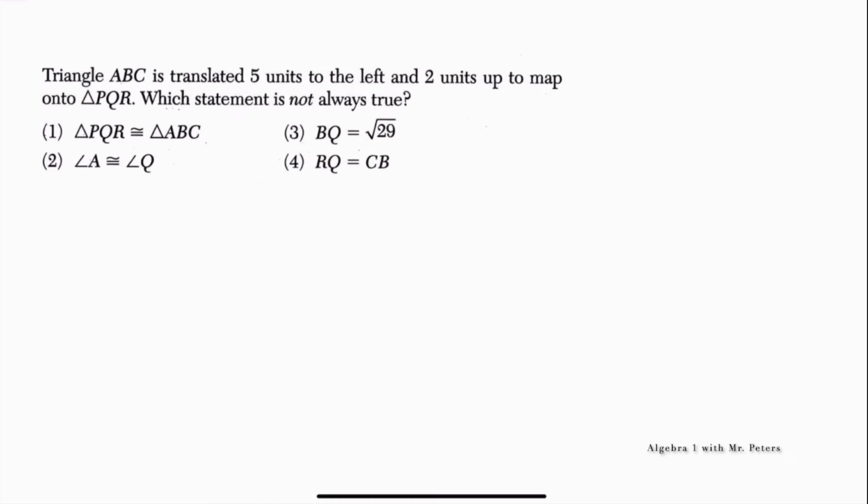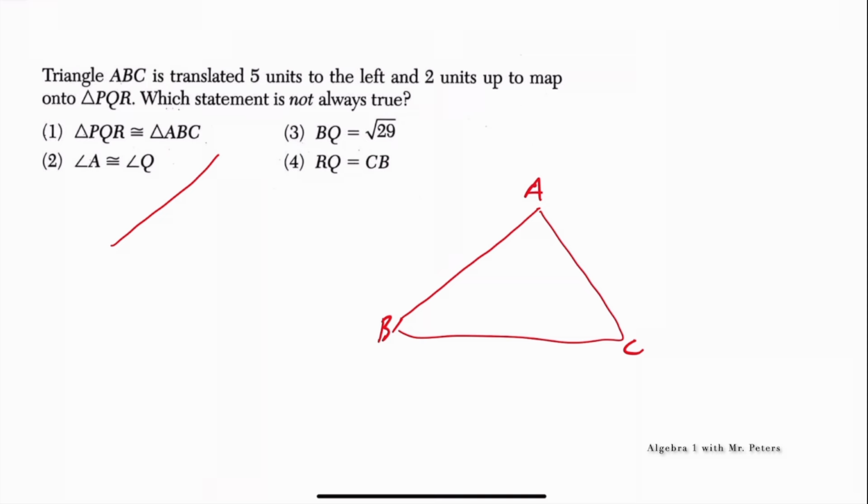Triangle ABC is translated 5 units to the left and 2 units up to map onto triangle PQR, and they want us to determine which statement is not always true. So with this type of problem, let's draw out a diagram. So here goes our first triangle, A, B, C. And then we have the second triangle, which is to the left and up 2.